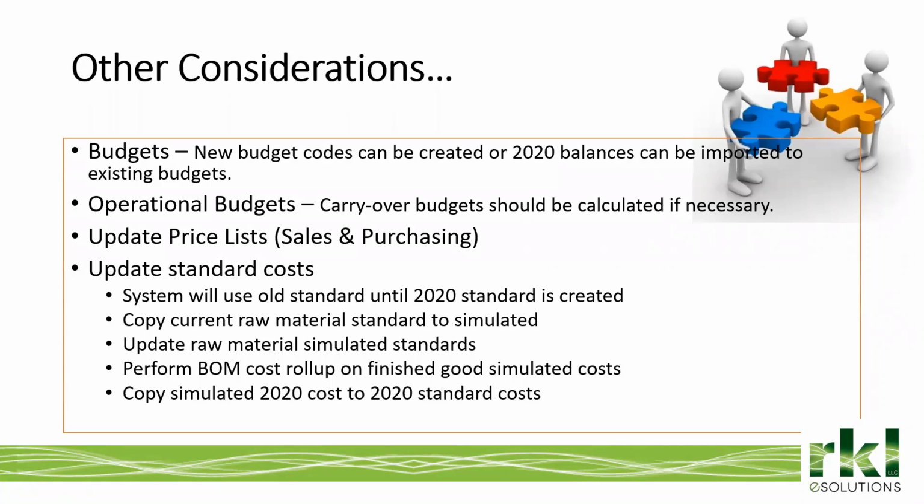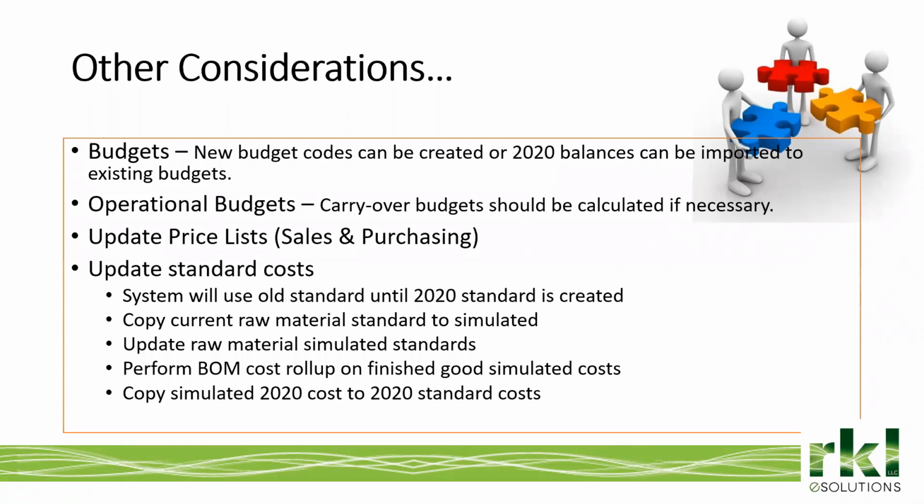All right. Next, we're going to talk about standard costs. So if you leave everything as is, the system is going to use 2019 standard costs until you create the 2020 list. Walking through what we find to be the best practice here for creating your new standard costs for the next year, what you're going to want to do is to copy your current raw material standard costs into the 2020 simulated. Okay. Then you can export that out into Excel where you'll make any appropriate changes. And if you're going to be changing your standards, then you just re-import that back into simulated. Okay.